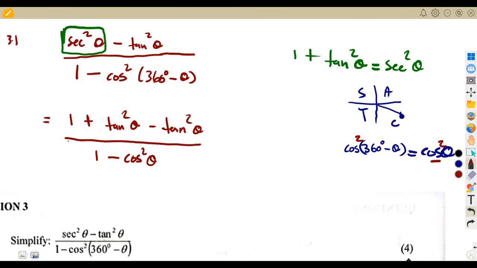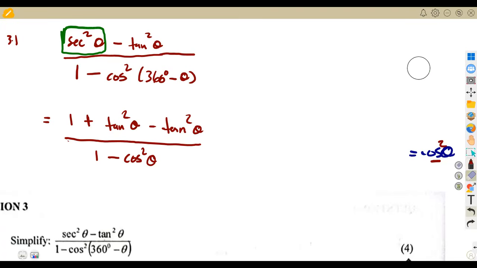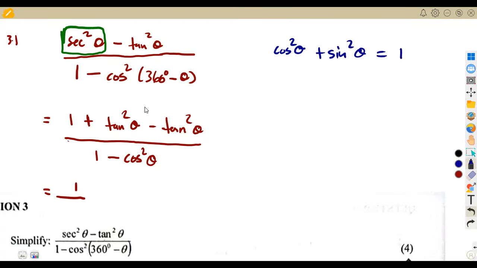Now let's see what we can do from here. On the numerator, we have something common: tan squared minus tan squared is 0, and 1 minus 1 gives 0. So we remain with 1 over 1 minus cos squared theta. Remember, from our Pythagorean identity, cos squared theta plus sine squared theta is equal to 1. So to have 1 minus cos squared, this cos is transferred this side, and we remain with sine squared theta.